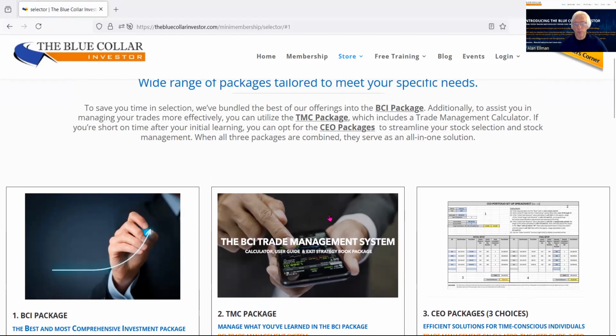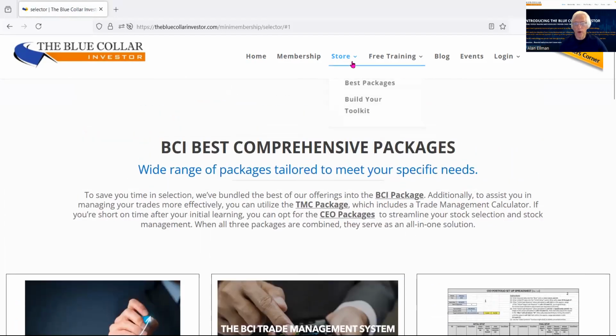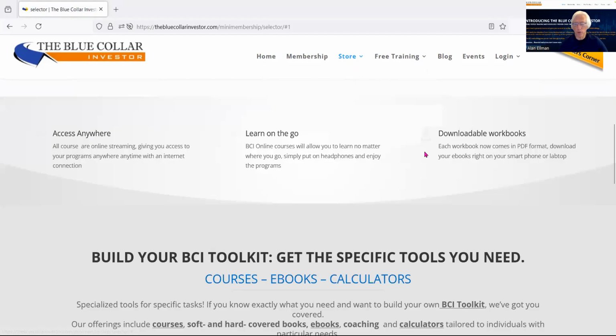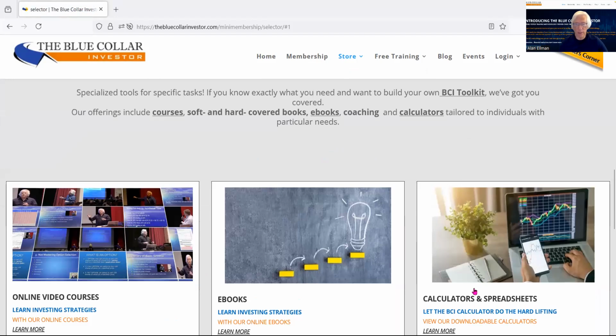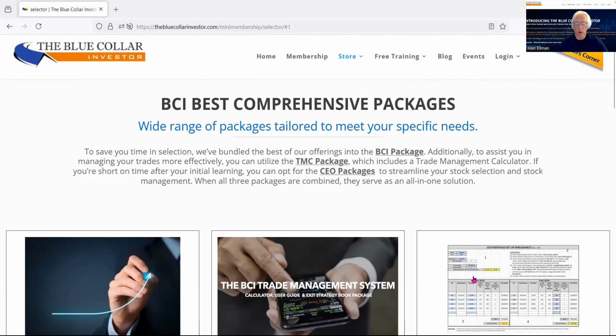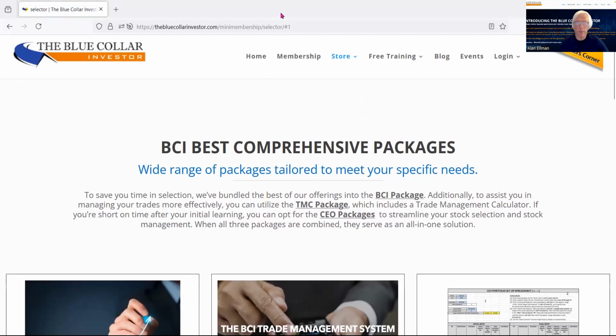We're also going to use the portfolio setup spreadsheet. You can kind of see a little bit of it over here, which you're going to find in the store under Build Your Own Toolkit, and then go into calculators and spreadsheets. So those are the items that we're going to be using to accomplish this.